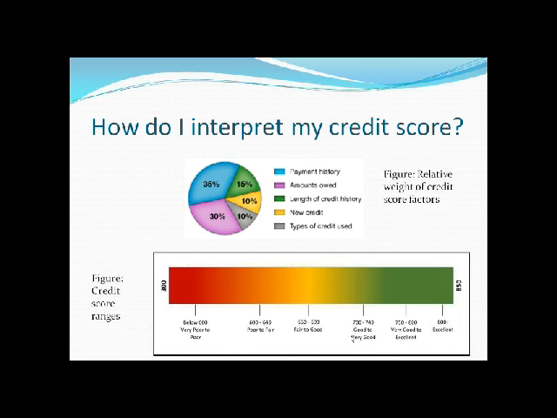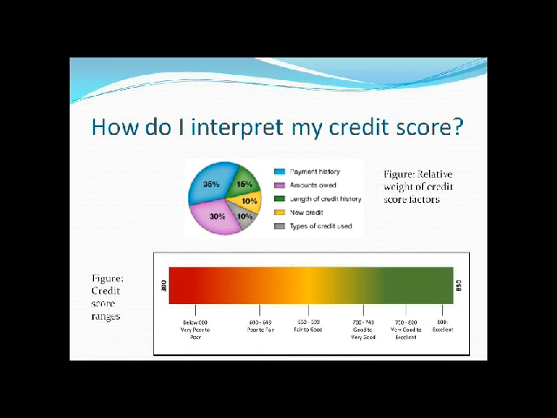Now, these are some guidelines from the credit reporting agencies themselves on how to interpret a credit score. The first figure here shows the relative weight of the items against each other. The most important thing in determining your credit score is your payment history. The second most important thing is the amount owed, so the total value of all of your debts together is going to be a factor in your credit score.